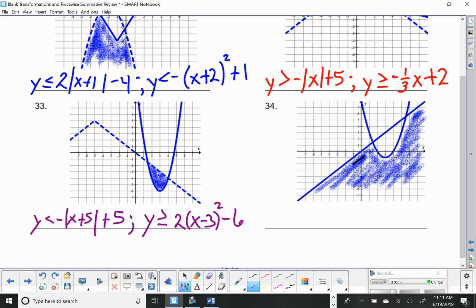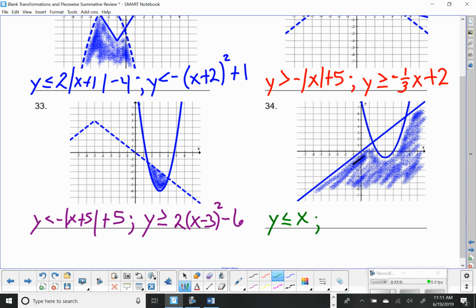Not so bad, right? Getting the hang of it? I hope so. All right, next one. We have a line that's solid and shaded below. So y is less than or equal to. It goes through the origin. Hooray! And it's got a slope of 1. So y is just less than or equal to x.